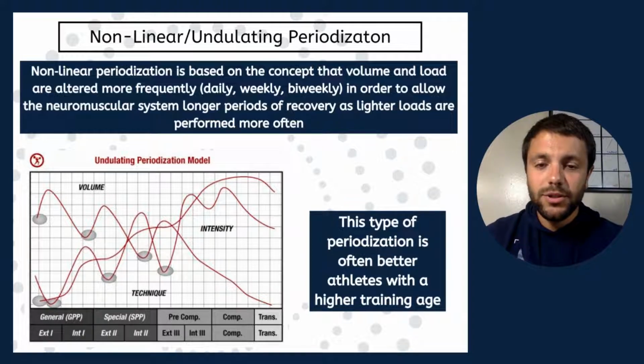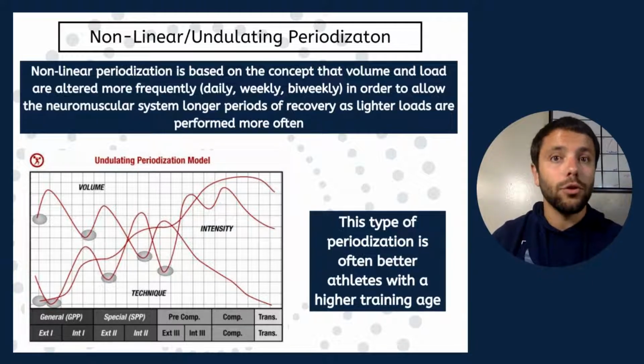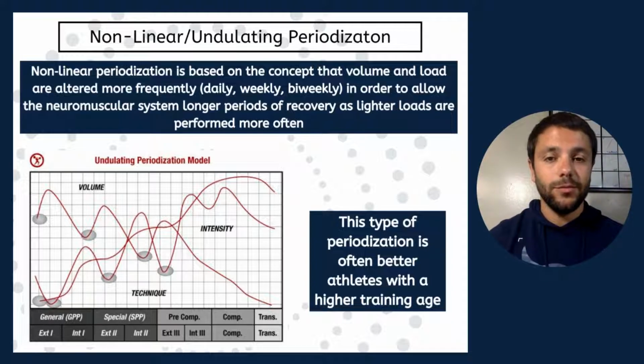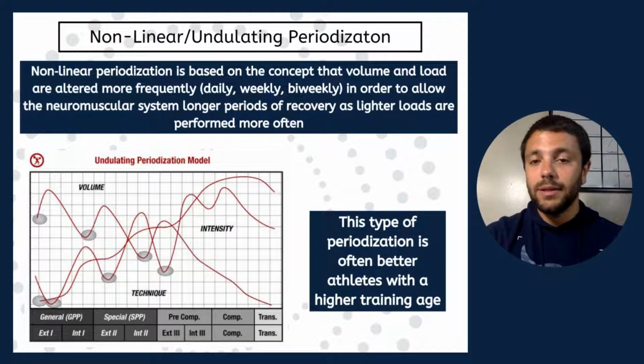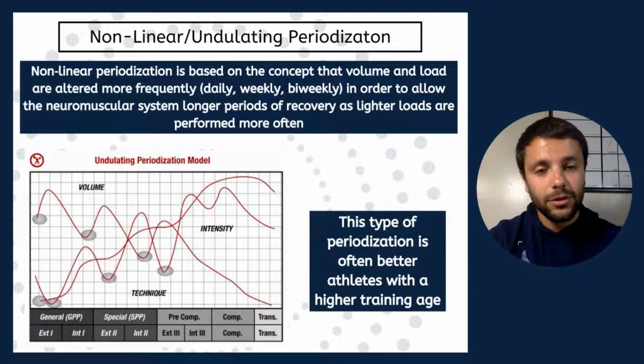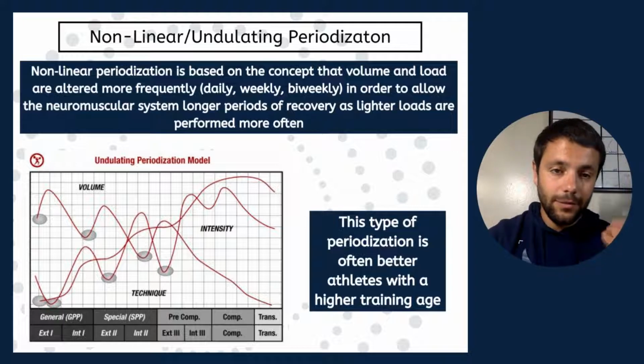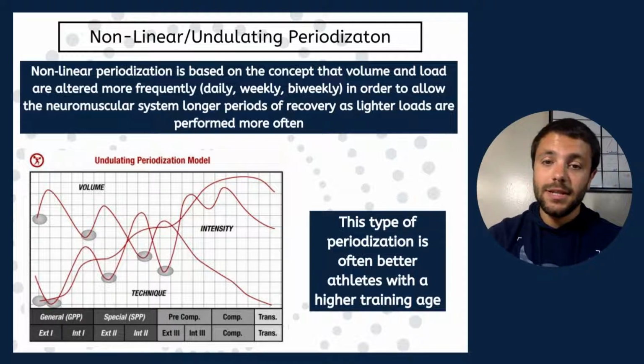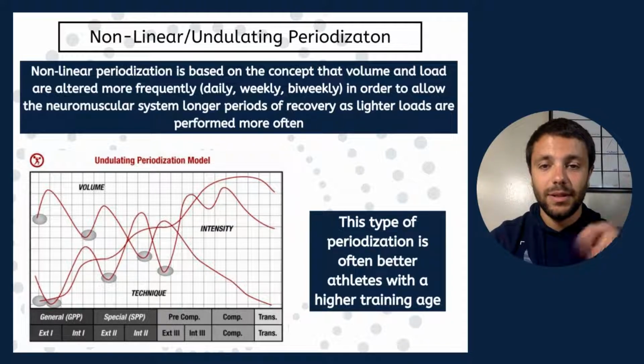So what's important to know is that volume and intensity still have the same relationship, but the amount of change that they're going through is going to occur more frequently, right? We're going to see greater ebbs and flows in intensity and volume on that daily, weekly, or bi-weekly basis, compared to linear, where we may keep those relatively consistent throughout the course of a mesocycle or through several microcycles, whereas this is changing significantly more frequently. Okay, so that's the biggest difference there between linear and nonlinear periodization.